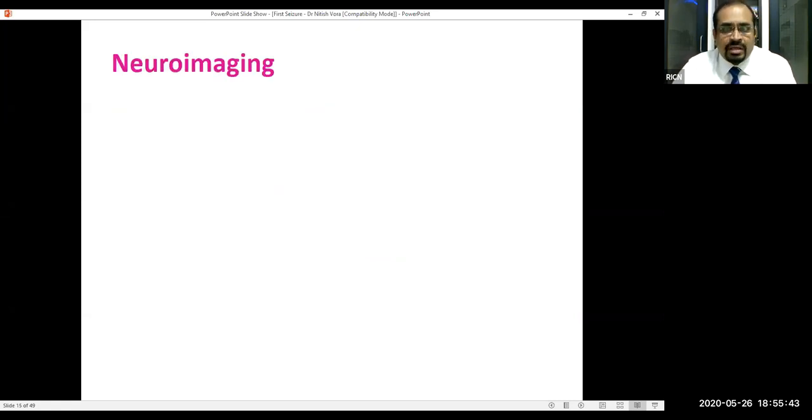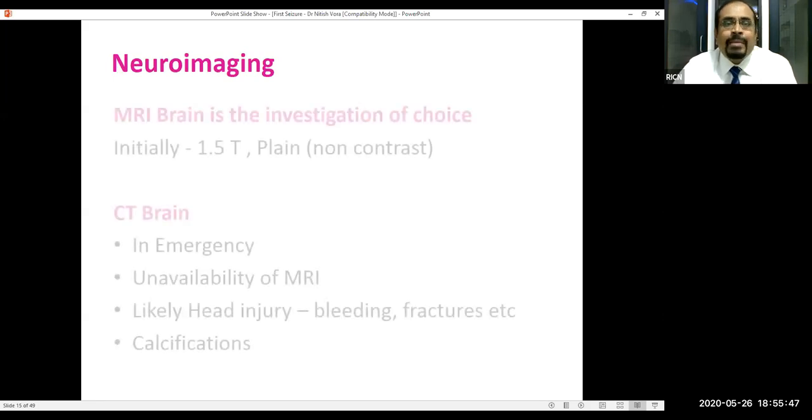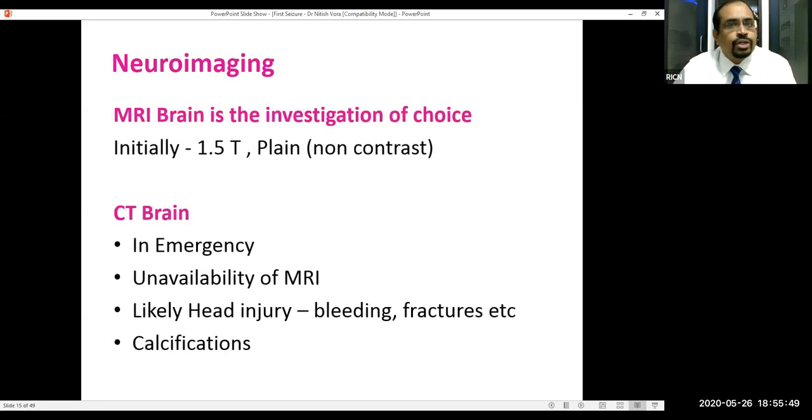Now neuroimaging, and when I say neuroimaging, it's almost always MRI brain. MRI brain is the investigation of choice. If you want to go ahead with that, initially it should be 1.5 Tesla, plain, that is non-contrast. As and when required, in refractory epilepsy, we may go for 3 Tesla, epilepsy protocols and other things. But to start with, 1.5 Tesla plain MRI brain is the investigation of choice.